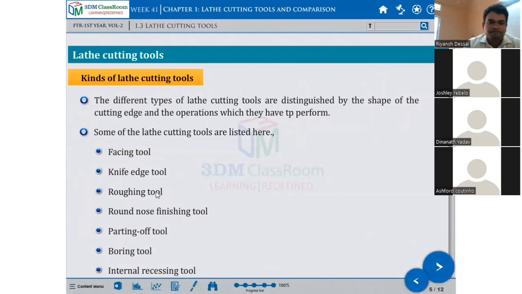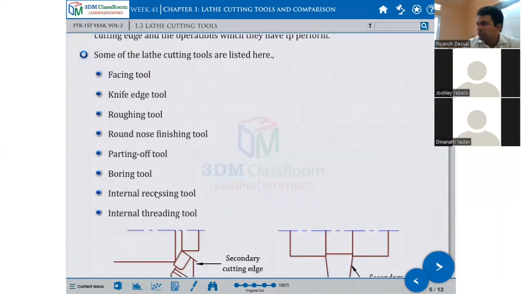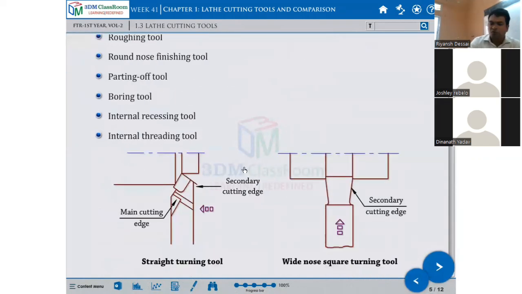Now lathe cutting tools. Different types of lathe cutting tools are distinguished by the shape of the cutting edge and the operation they have to perform. Some of the lathe cutting tools are listed here. Based on the lathe operation, cutting tools are available. First is the facing tool, then the knife facing tool, third is the roughing tool, round nose finishing tool, parting tool, boring tool, internal recess tool, and internal threading tool. So all these operations have a different cutting tool.